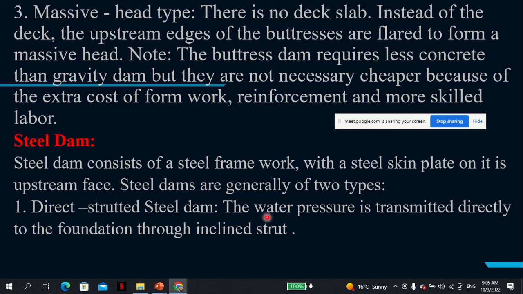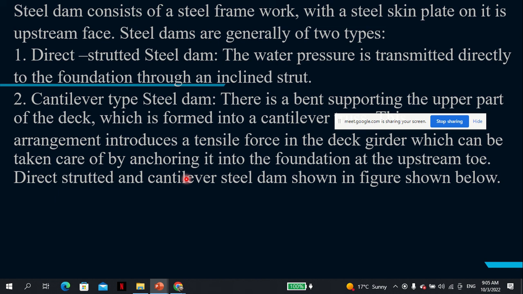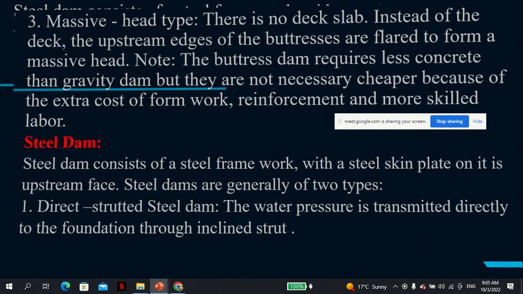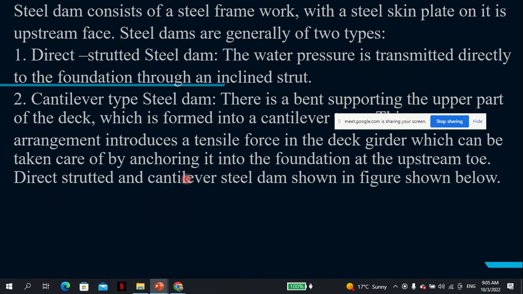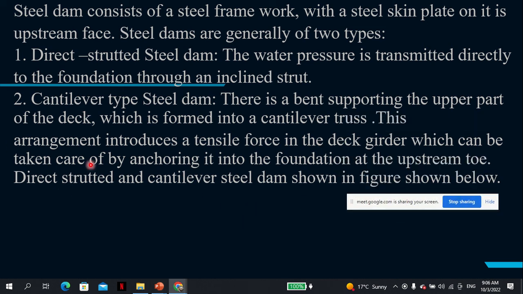In the direct strutted steel dam, the water pressure is transmitted directly to the foundation through inclined struts. And then cantilever type steel dam: there is a bent supporting the upper deck, which is formed into a cantilever truss. This arrangement introduces tensile forces in the deck girder, which can be taken care of by anchoring it into the foundation at the upstream toe. Direct strutted and cantilever steel dam are better explained with a figure.